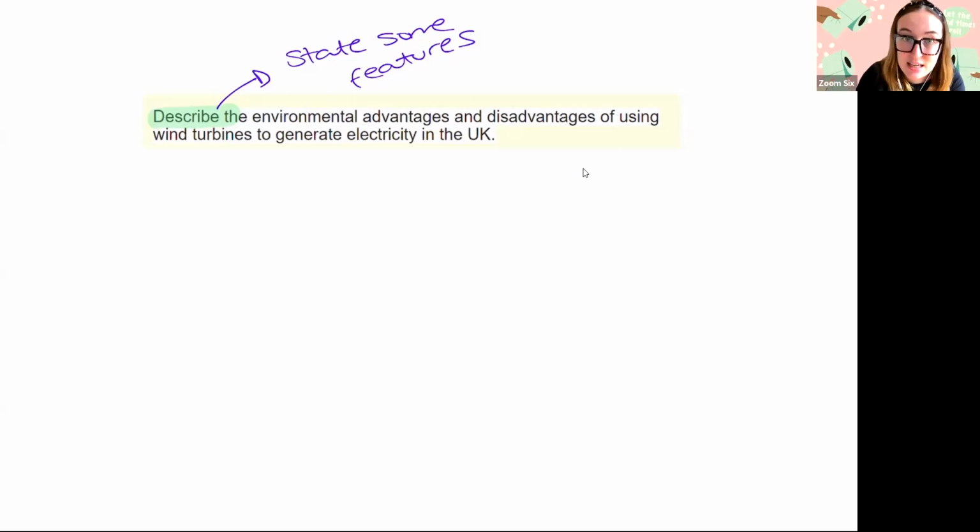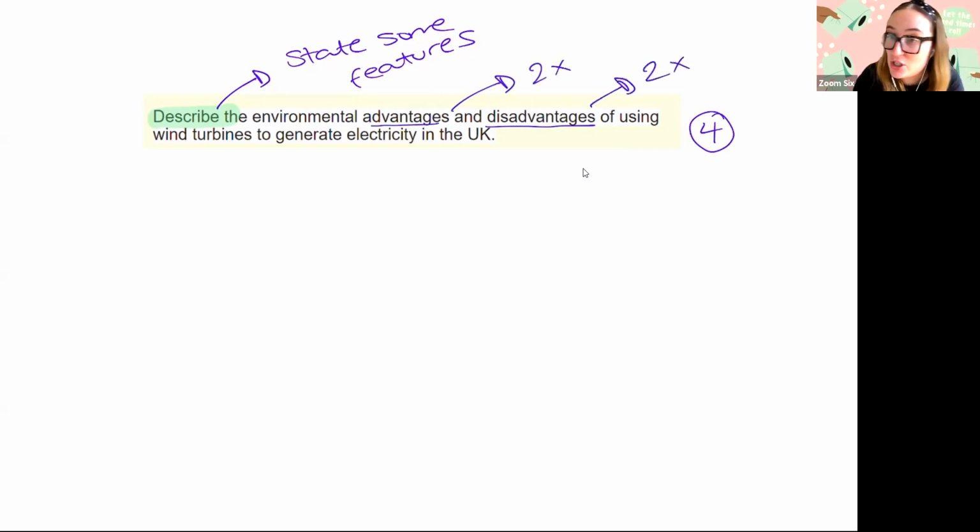Now, the next thing we need to be aware of is that this has advantages and disadvantages. Now, this, I'm going to tell you, ladies and gents, is a 4-mark question. So a good idea would be to do 2 advantages and 2 disadvantages. Now, it says wind turbines to generate electricity in the UK.